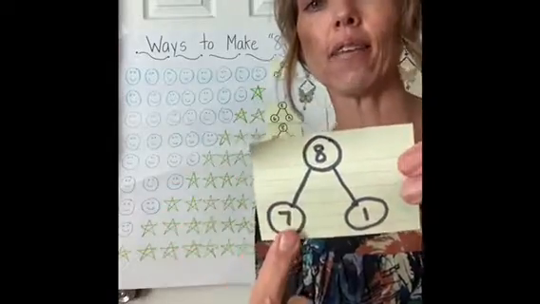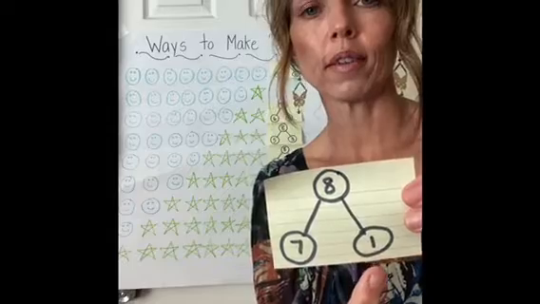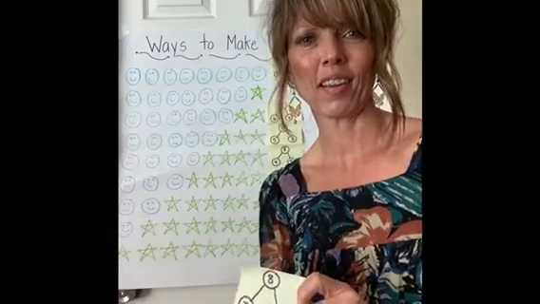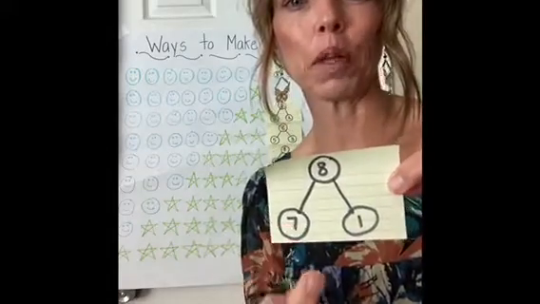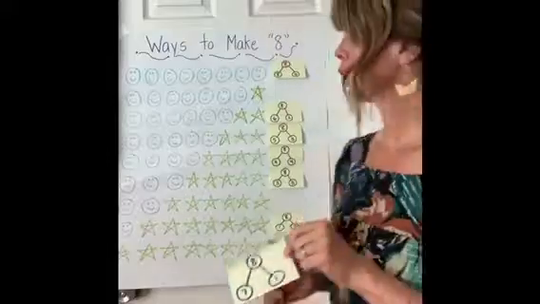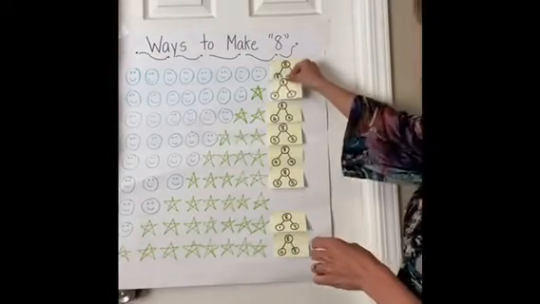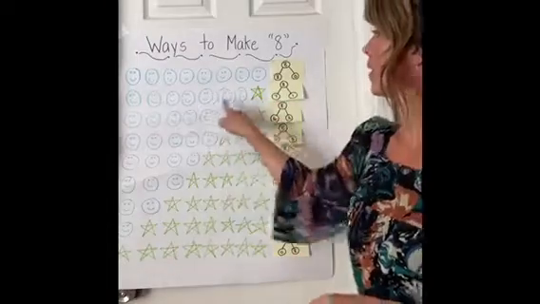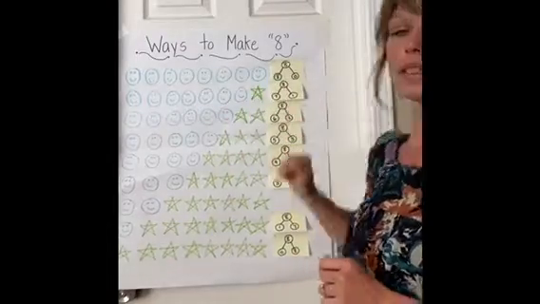8 is 7 and 1. How else could we say that? Do you have someone there that you could tell? How else could we say that? Yes, we can say it as 7 plus 1 equals 8. So we are looking for 7 happy faces and 1 star. There it is. 7 plus 1 is 8.